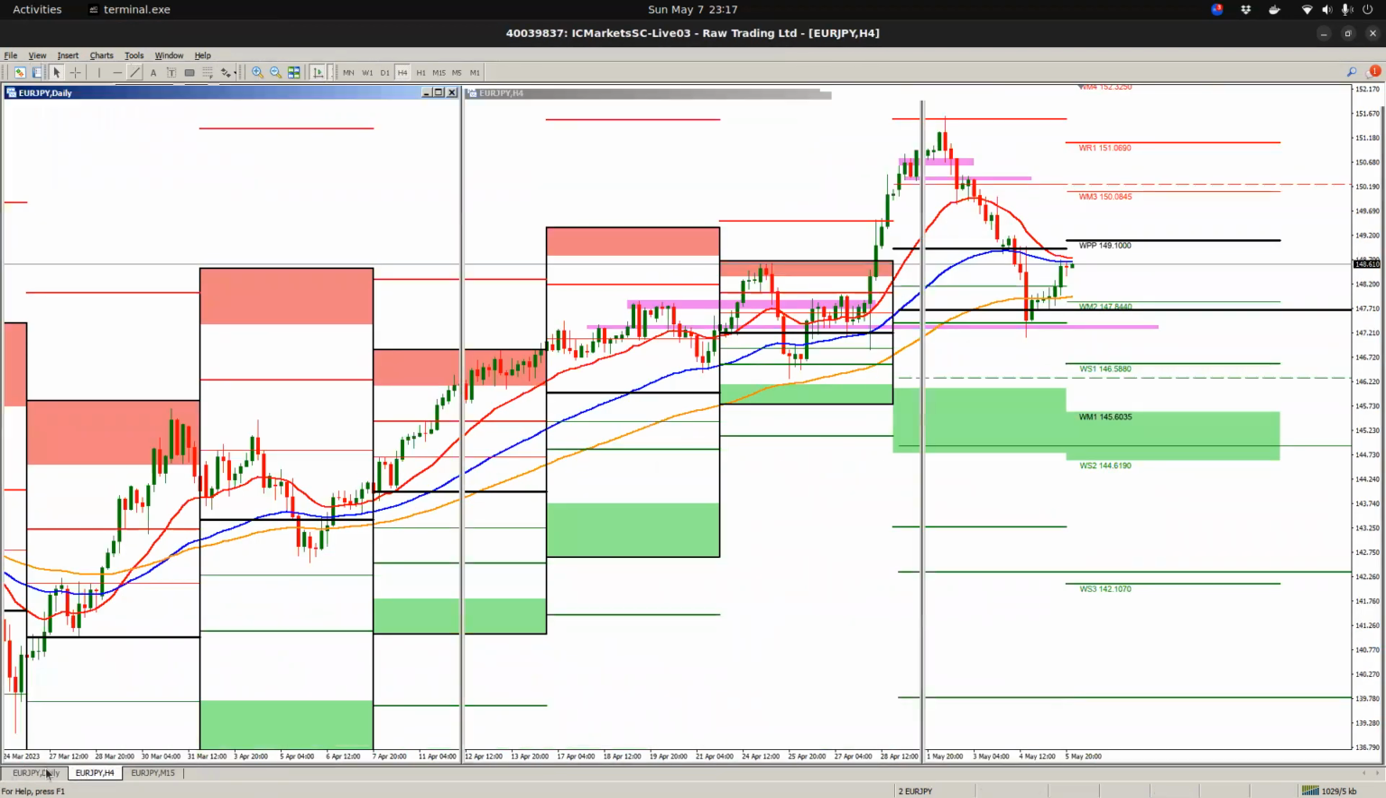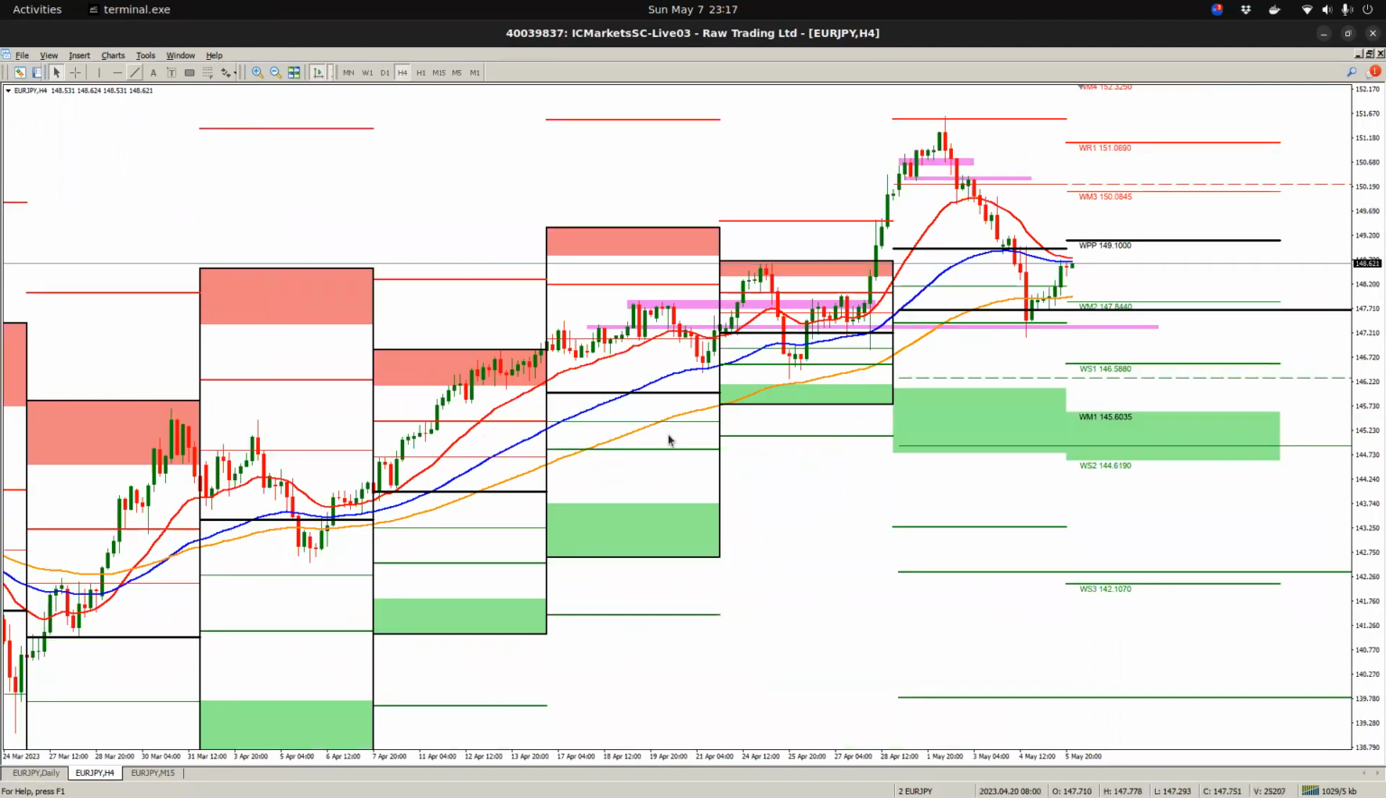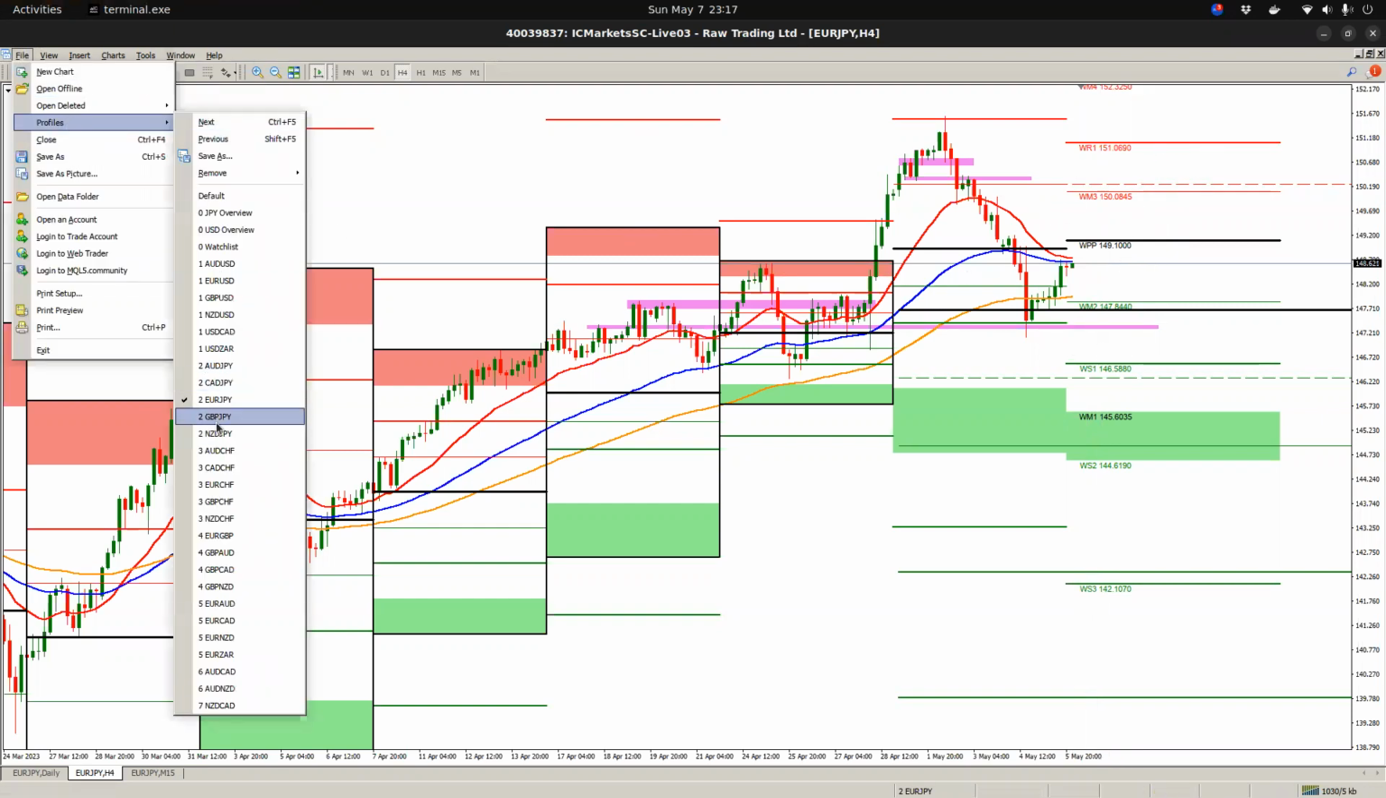Because of the indications of bullishness in the daily time frame and there being indication of bullishness on the H4 time frame with this higher low over here, let's just see how this develops. What might happen is price comes down, finds support, then goes back up. So just keep an eye on that between this session and the next session.